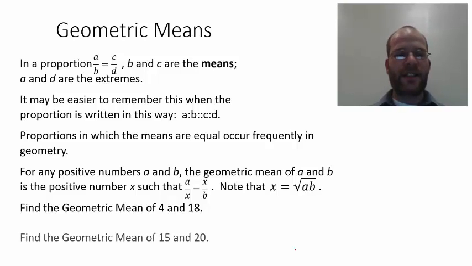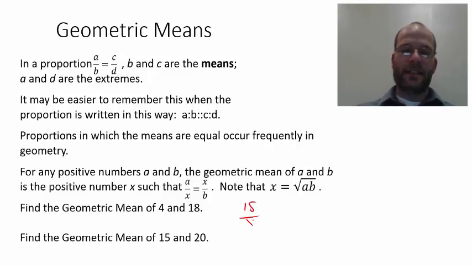Good, one more. Find the geometric mean of 15 and 20. Set it up the same way. 15 is to x as x is to 20. We cross multiply. X squared equals 15 times 20. X then is equal to the square root of 15 times 20.